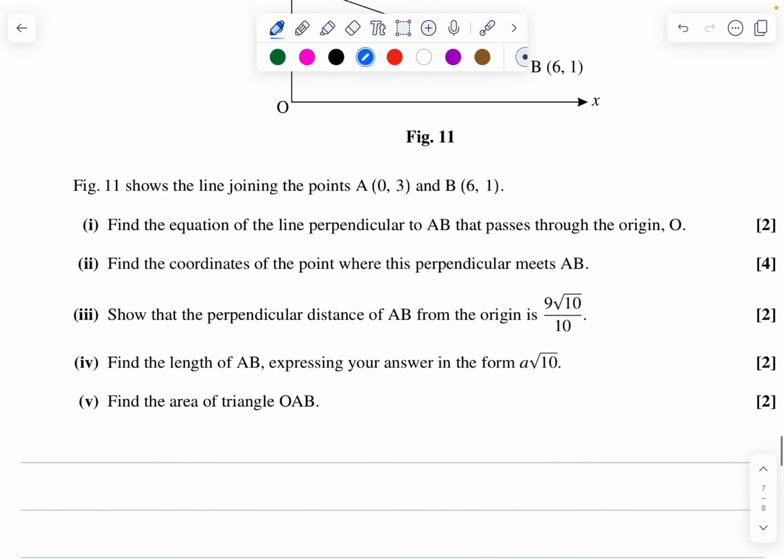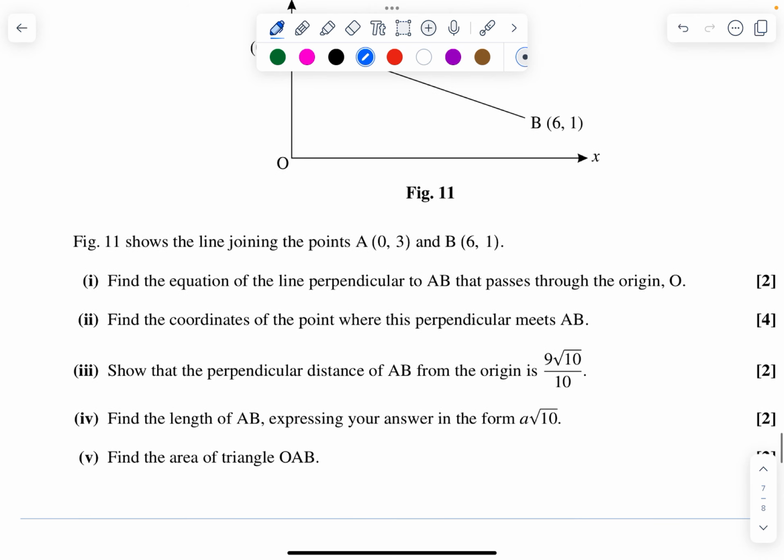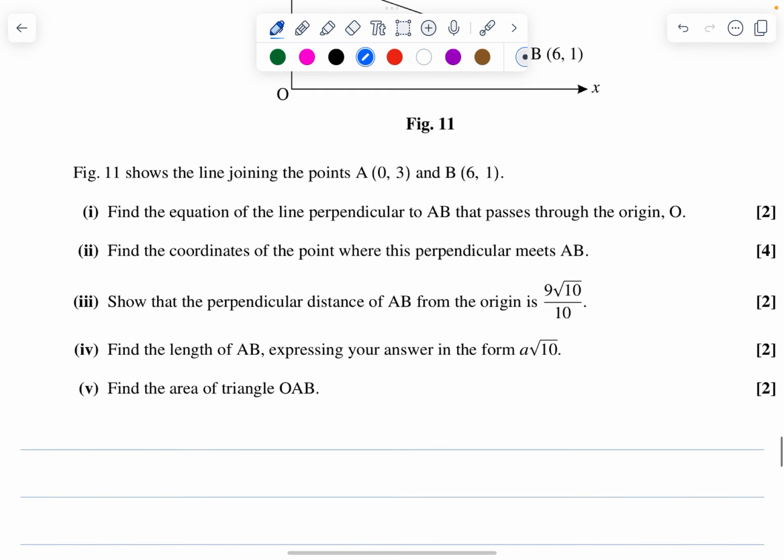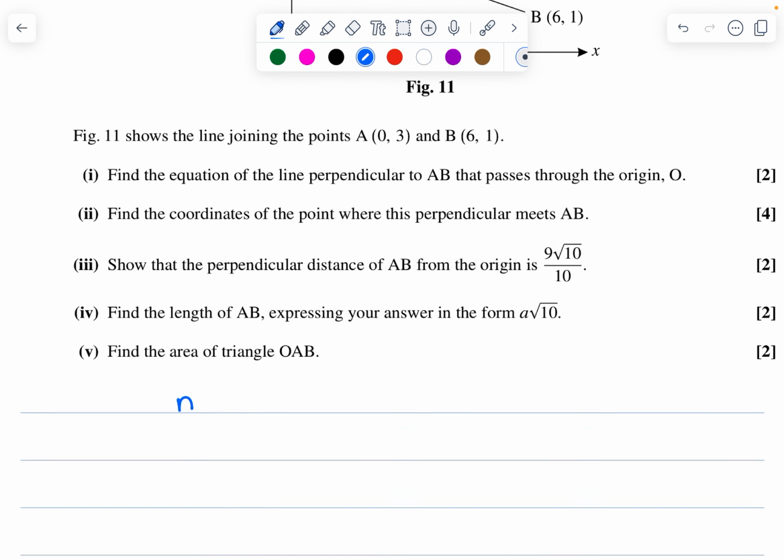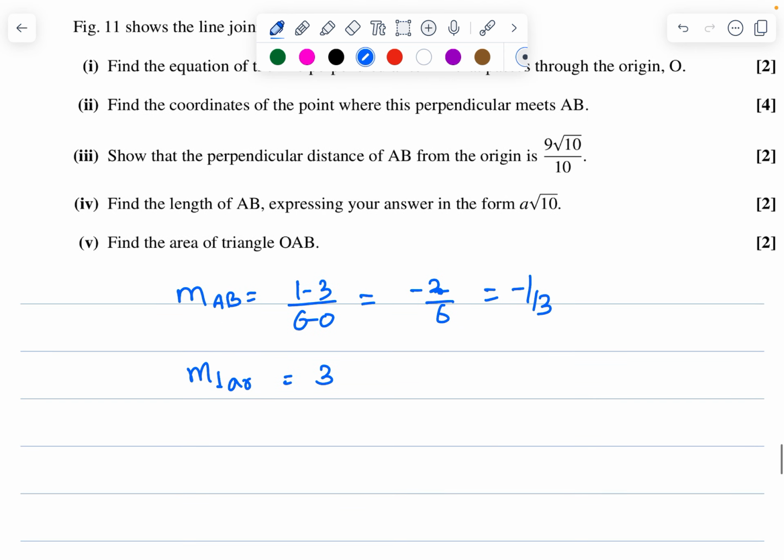Coming to question number 6. Find the equation of the perpendicular to AB that passes through O. So I find the gradient of AB, which is y2 minus y1 by x2 minus x1, negative 2 by 6, negative 1 by 3. So the perpendicular gradient is going to be 3. So y minus y1 equals m times x minus x1, y equals 3x.